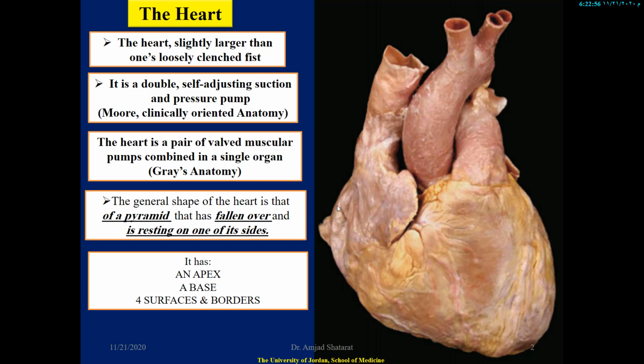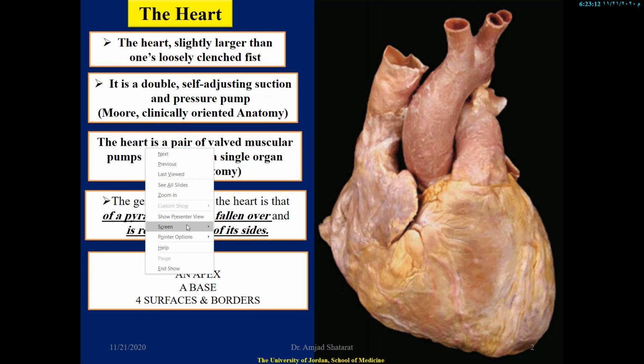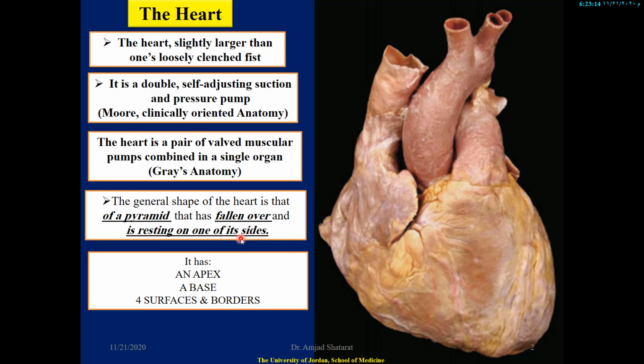and this is something to talk about in physiology rather than in anatomy. Of course, one of the definitions that I do like when I talk about the heart is this one here. The heart is a pair of valved muscular pumps combined in a single organ.